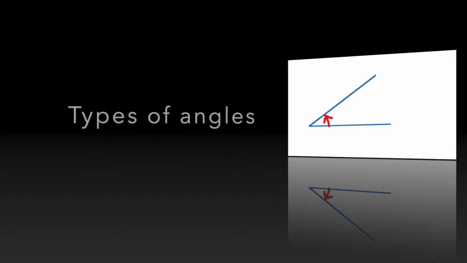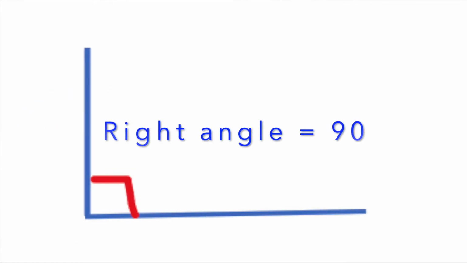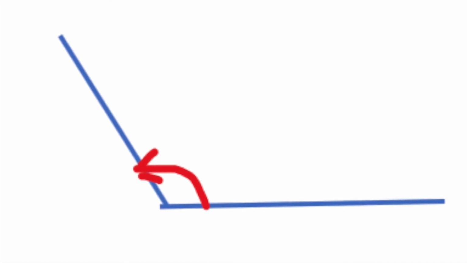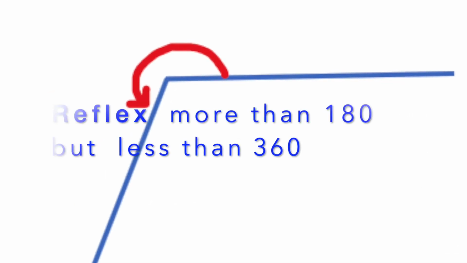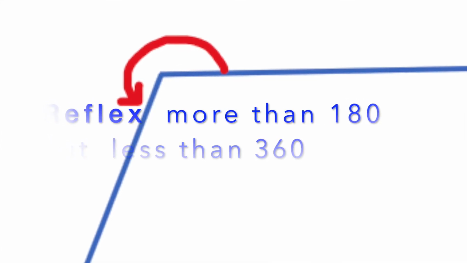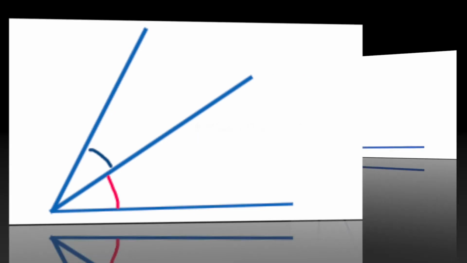Types of angles based on their size are acute angles less than 90 degrees, right angles equal to 90 degrees, obtuse angles greater than 90 degrees and less than 180 degrees, and reflex angles greater than 270 but less than 360 degrees. Two angles next to each other with a common point and side are known as adjacent angles.